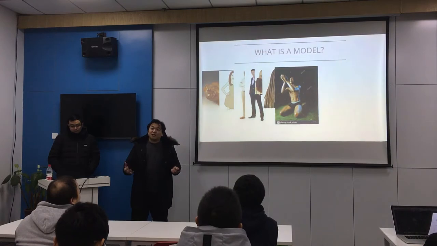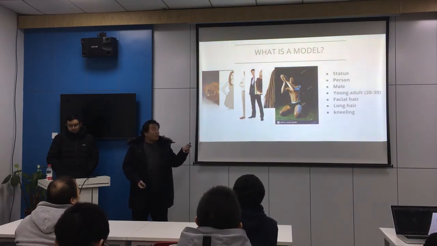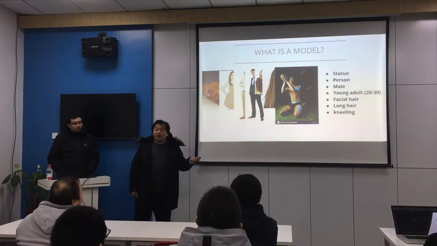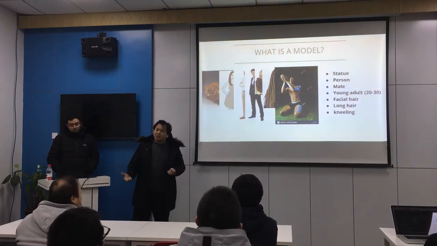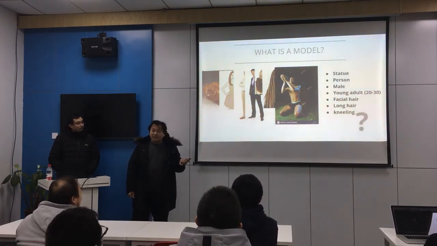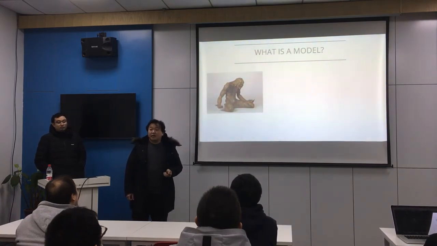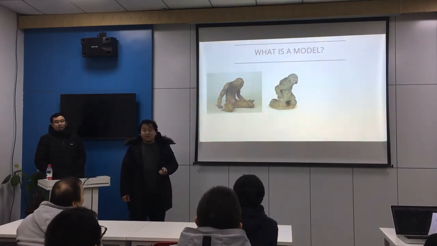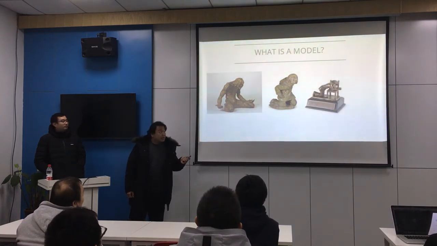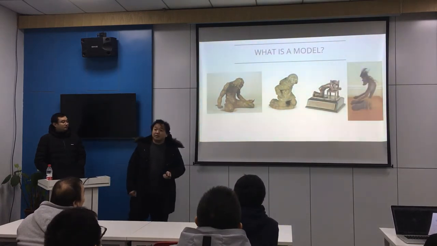So there's a lot of description just for this object, and you have all the attributes there, the characteristics. But do you know what the object is? Probably not. Because it could easily be this object, a statue of a male, long hair, kneeling down. It could be this object. It could be that object, or it could equally be this object.